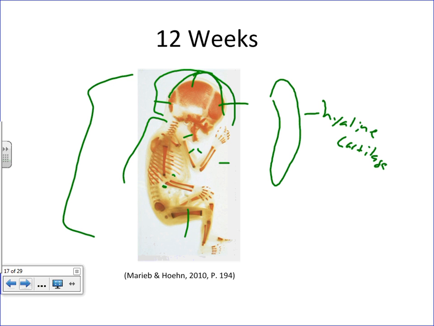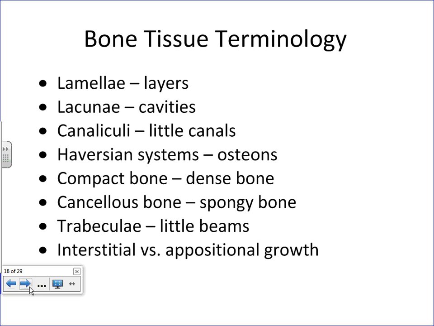And then postnatal, when bones grow and develop, basically the only hyaline cartilage left is the hyaline cartilage on the very ends of the long bones, within the growth plates, that's making bones grow in length. All right. So that's essentially bone growth and development. And now let's start talking about bone tissue. Let's start looking at this from a histologic standpoint.